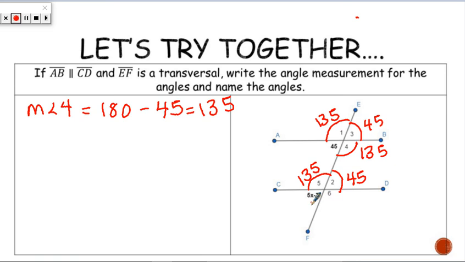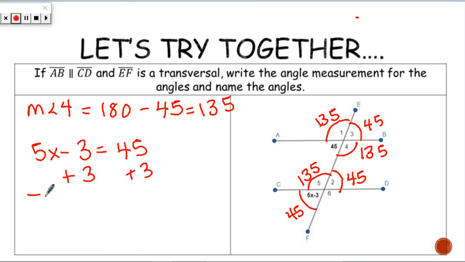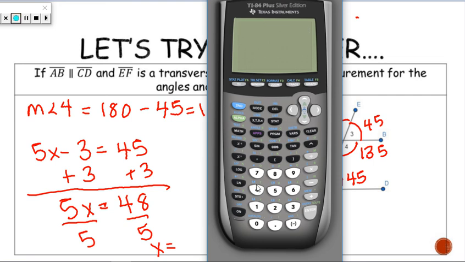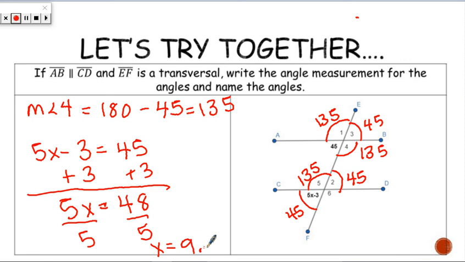And now, in order to find this angle, well, I know this whole thing should equal 45. So I'm going to say, to get that, 5x minus 3 should equal 45. So I'm going to do some algebra here. Plus 3, plus 3. 5x equals 48. Divide by 5, divide by 5. So x should equal 48 divided by 5. So let's grab the calculator. And this x is 9.6.